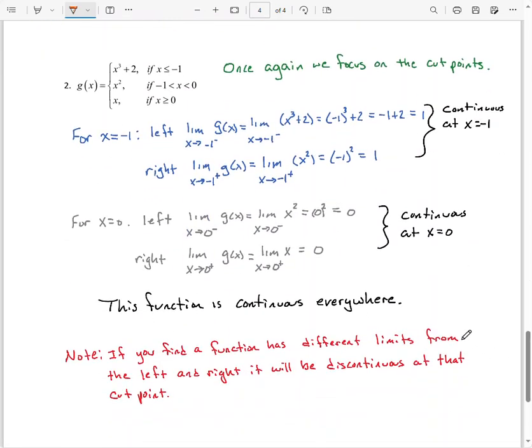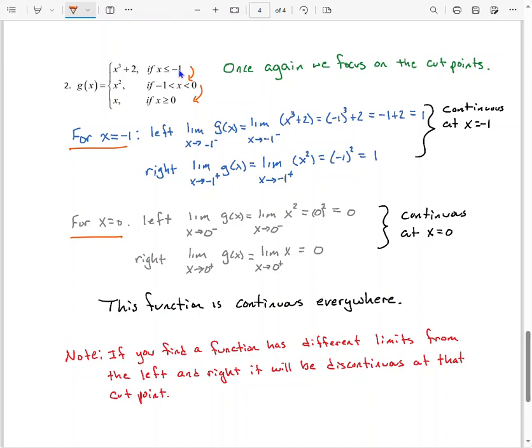Let's look at number 2. G of x is a 3-piece function, x cubed plus 2 if x is less than or equal to negative 1, x squared if negative 1 is less than x, which is less than 0, and x if x is greater than or equal to 0. Again, x cubed plus 2, x squared, and x on their own are closed form functions. All right, so they're good on their domains. We have to focus on going from one to the next. So we'll look at x equals negative 1, and we'll look at x equals 0.